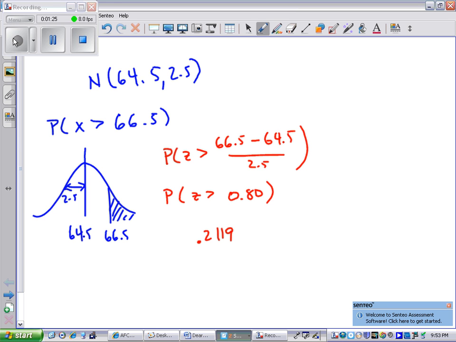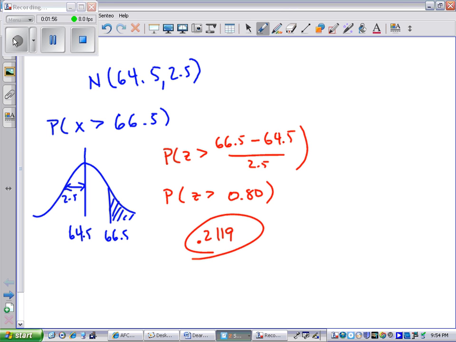If you got 0.7881, remember that's the area to the left. We want the area to the right. So there's about a 21% chance that if I select a woman at random, she'll be taller than 66.5 inches. Now what if instead I choose 10 women? What's the probability that their average height will be greater than 66.5 inches?